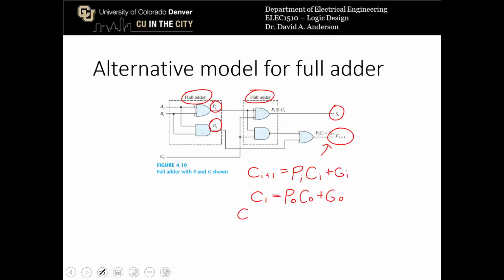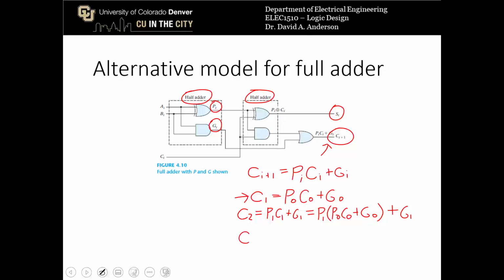Now, the second carry is going to be equal to P sub 1 times C sub 1 plus G sub 1. And now we can substitute the value of C sub 1 here into that equation to get P sub 1 times (P sub 0 times C sub 0 plus G sub 0) plus G sub 1 for the complete expression, that could be expanded out basically into a sum of products expression.